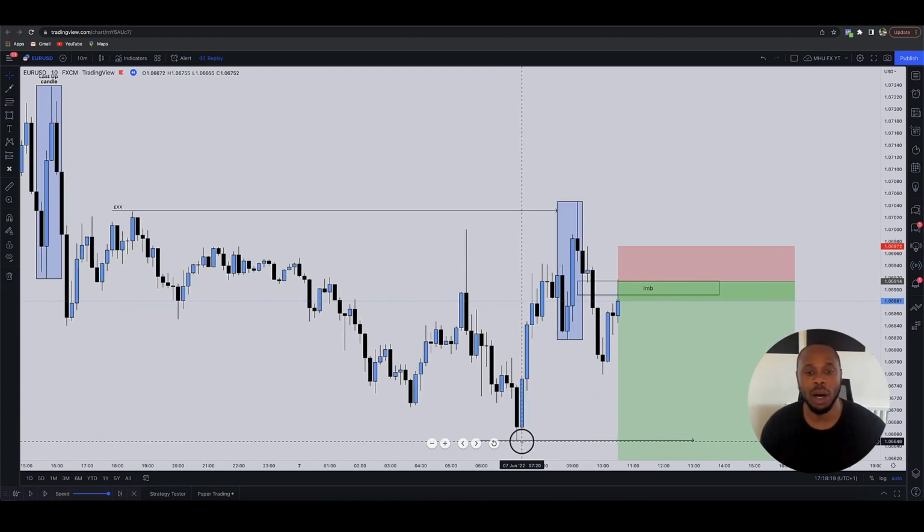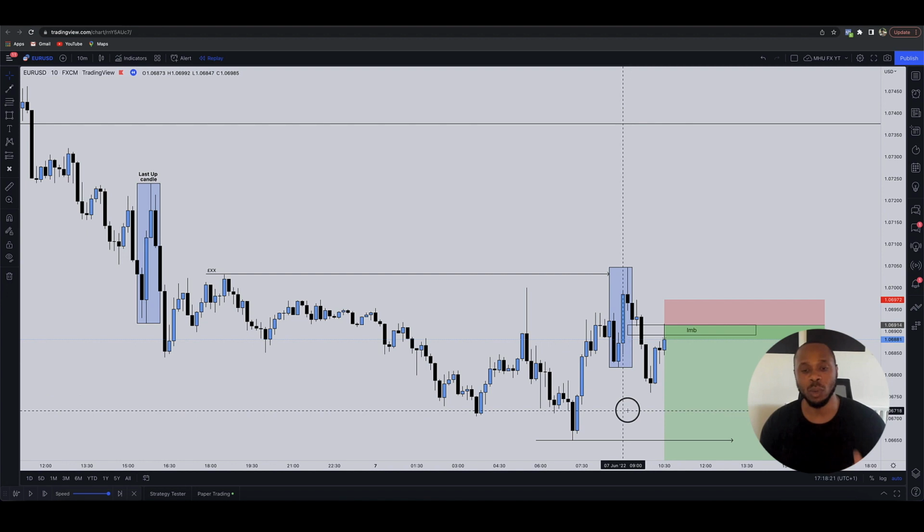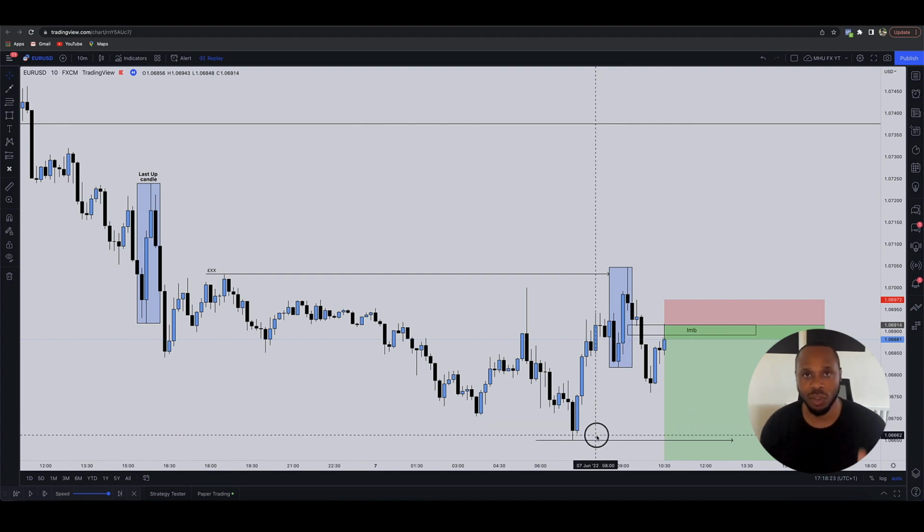And the reason you take partials, really and truly, is because when price runs out liquidity, there is a tendency for price to reverse. Price is more likely to reverse when it runs out liquidity. And so that's the main reason you take partial profits. So this is where I was looking to take partial profits.